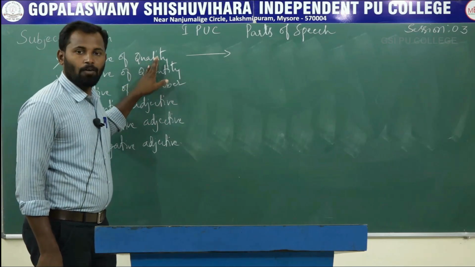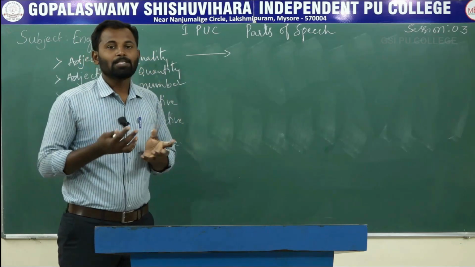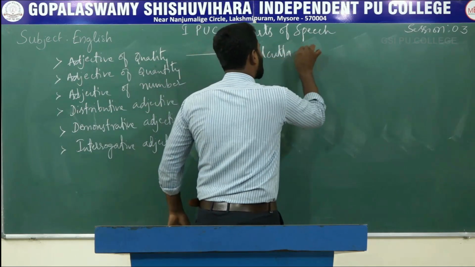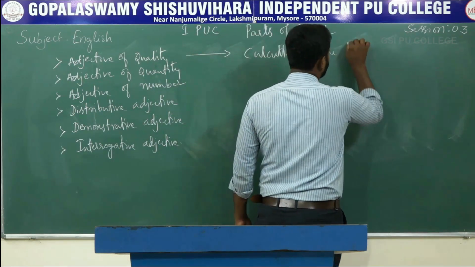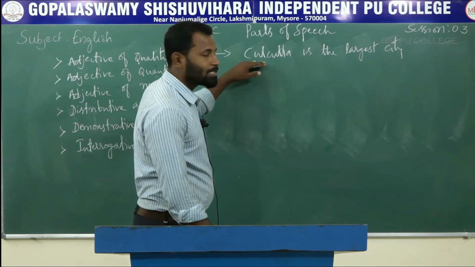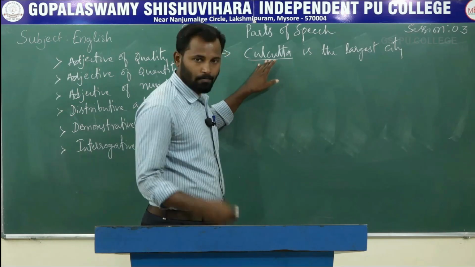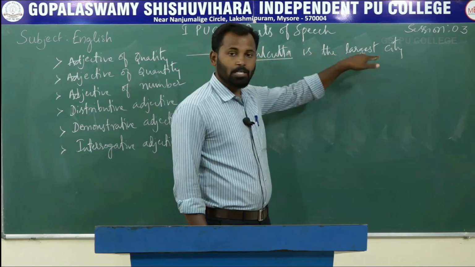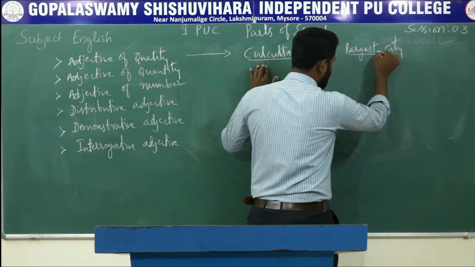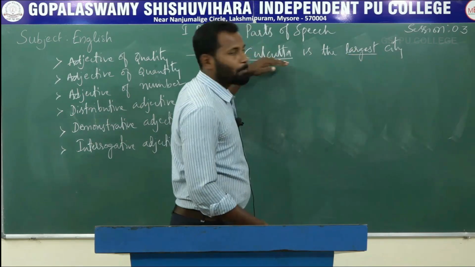So what is an adjective of quality? Adjective of quality is a word used to talk about the quality of a person or a place or thing. For example, I'll just write Kolkata is the largest city. Here in this example, you have a subject, you have a noun, Kolkata, which is a place. Kolkata is the largest city. What kind of city Kolkata is? Kolkata is the largest city. So the word largest speaks about the quality of this place.